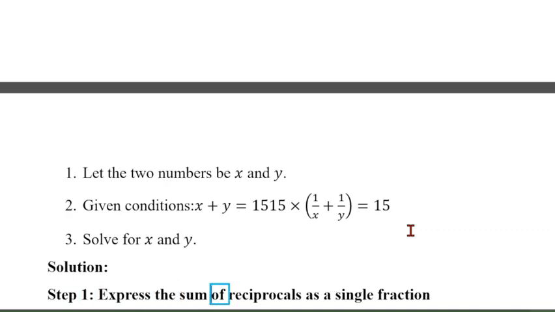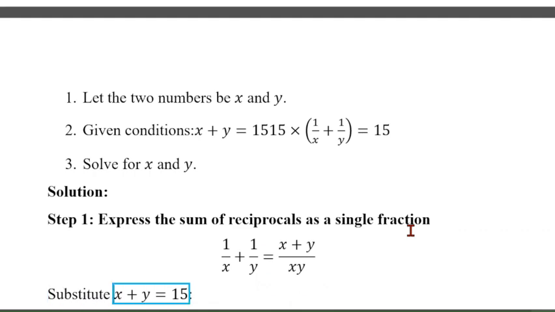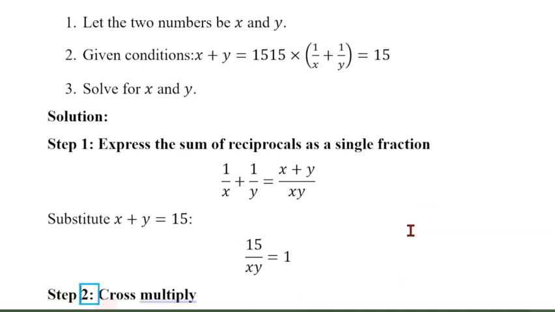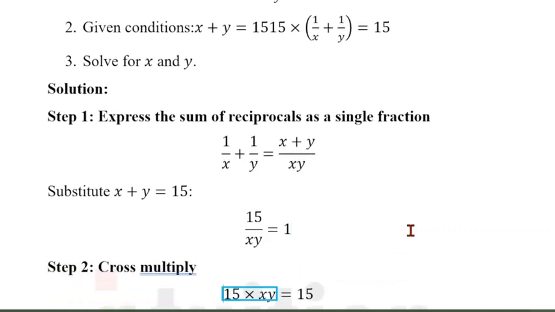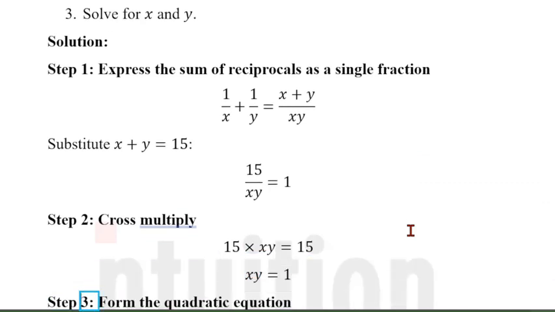Express the sum of reciprocals as a single fraction. 1 over x plus 1 over y equals (x plus y) over xy. Substitute x plus y equals 15. 15 over xy equals 1. Step 2. Cross multiply: 15 times xy equals 15. xy equals 1.